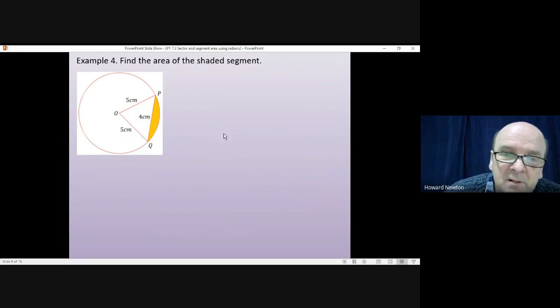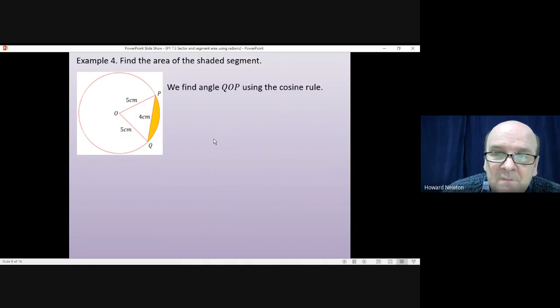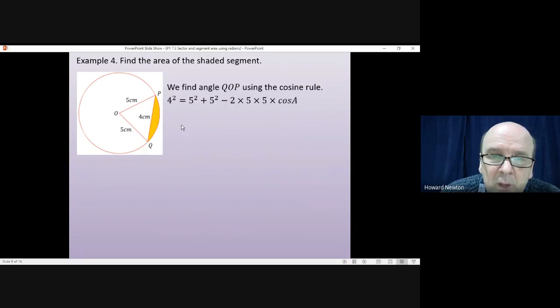Okay, let's have a look. We find angle QOP by using the cosine rule on this occasion. We could possibly have done that in the last example, actually, in the last lesson. And we know the three sides. We want to know this angle. So we can just use the cosine rule, that 4 squared must equal 5 squared plus 5 squared minus 2 times 5 times 5 times the cosine of this angle here.